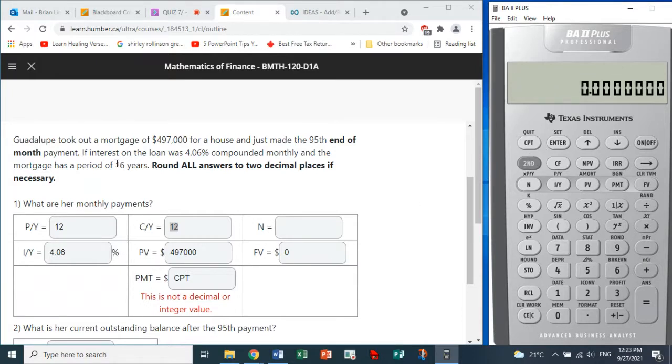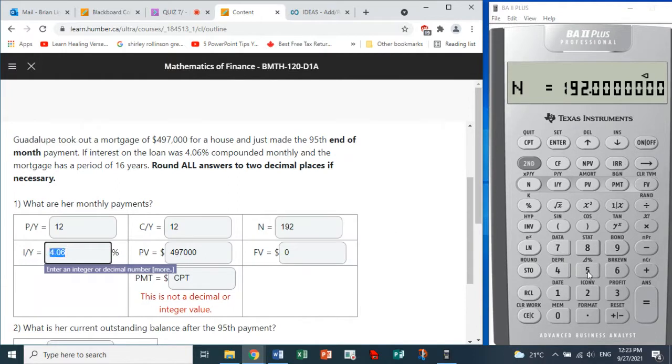Okay, so how many years? Well, it's 16 years, so we use the 16 to calculate N. So 16 second N gives us 192. What we did was take the 16 years and multiply it by the PY value of 12. So 16 times 12 gives us the 192.